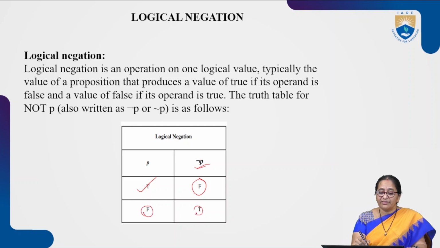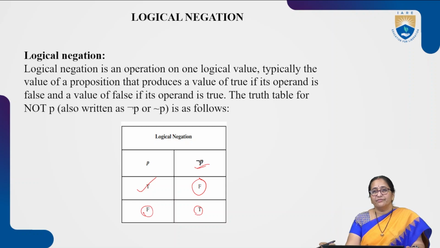For F, we have T. If it is T, we reflect it with F. If it is false, we have T. These are the truth values. The value may be either T or F.